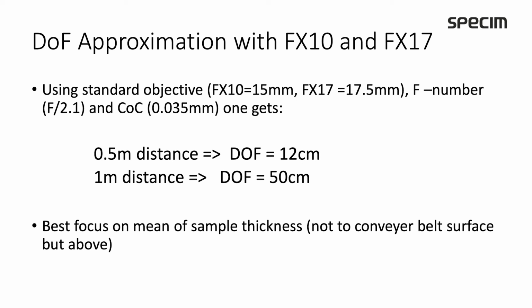And when I focus to the surface, I don't focus to the conveyor belt surface, but I take the sample thicknesses and I put my best focus on the mean of the sample thickness. When the sample thicknesses are different, one should also think about how to make the illumination so that the samples that are more thick also get enough illumination on the surface for good measurement.